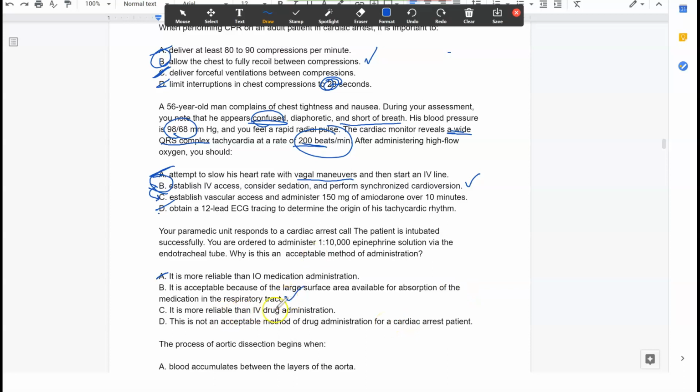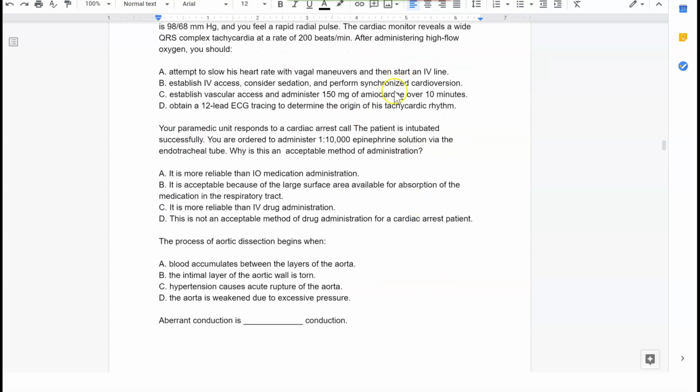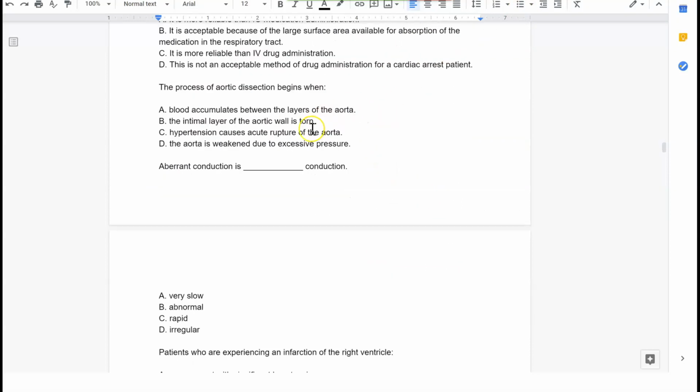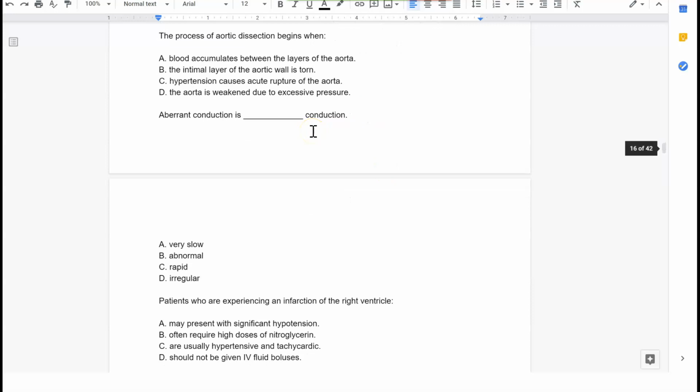It is not more reliable than IV, because remember, IV and IO are the same reliability. This is not an acceptable method of drug administration to cardiac arrest patient. Unfortunately, it is. It's just not used much anymore because it's just kind of unreliable at best.